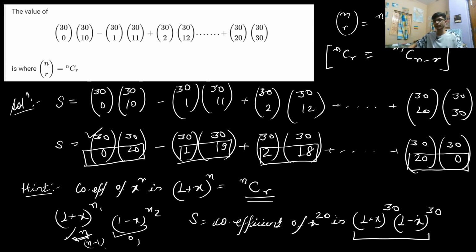If you look at this expansion, (1 plus x) to the power 30 multiplied by (1 minus x) to the power 30, and we have to look for the coefficient of x to the power 20, how will we get it? We will first try to get the coefficient of x to the power 20 from here, that is 30C20, and we will get x to the power 0 from here, that is 30C0.